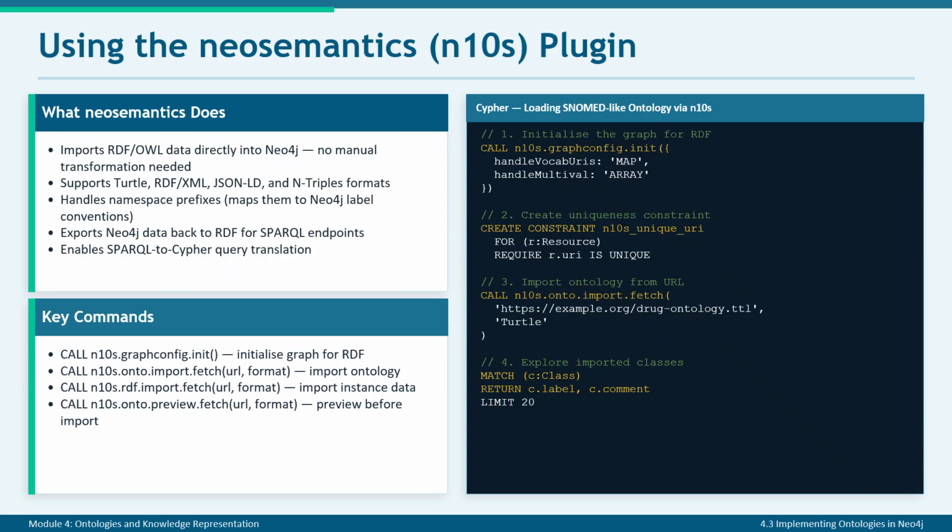This is how you'd import SNOMED-CT, CHEBI, or FIBO, all of which publish their ontologies in standard RDF formats. One command and their entire class hierarchy is inside your Neo4j graph.